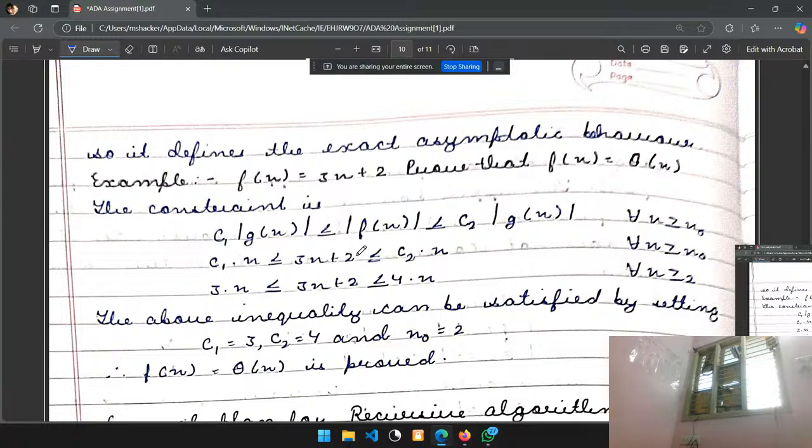General plan for the setting of recursive relation, then plan for non-recursive algorithm, set a parameter indicating the input size, identification of algorithm, then plan for numerical analysis of algorithm.